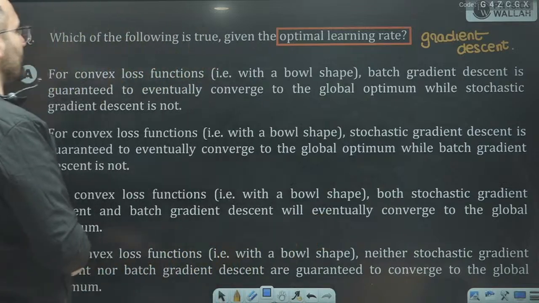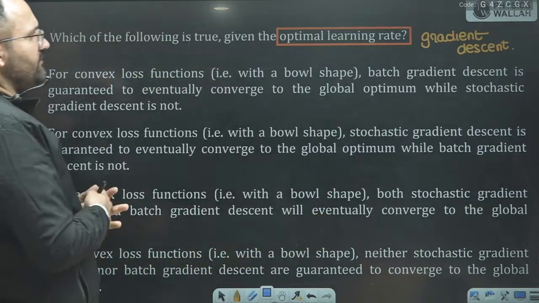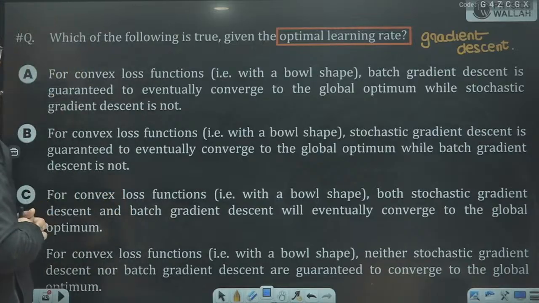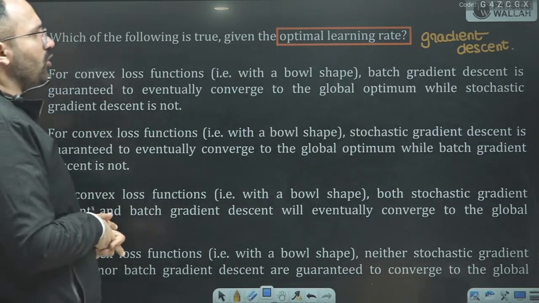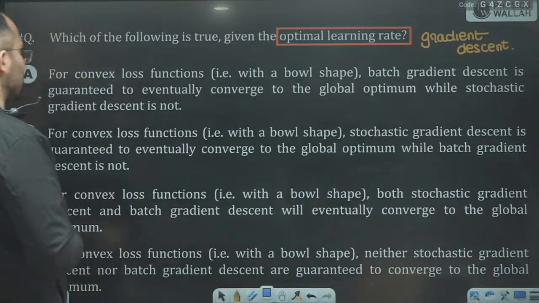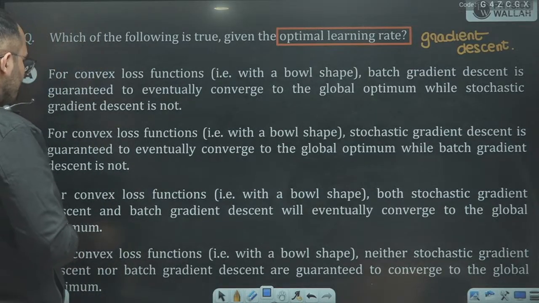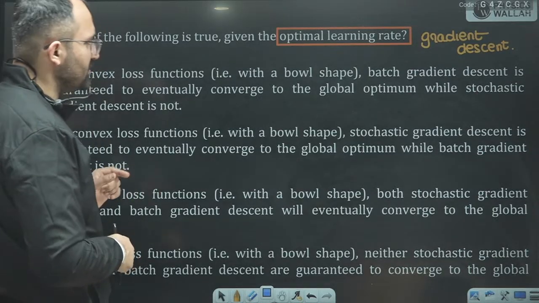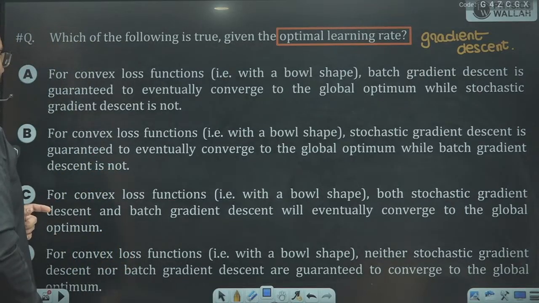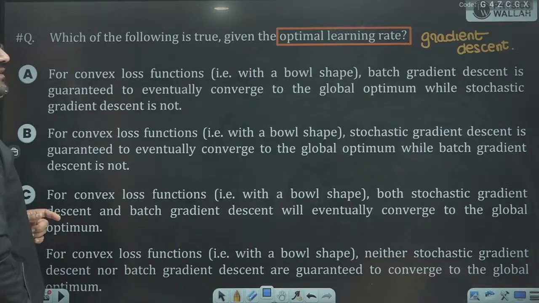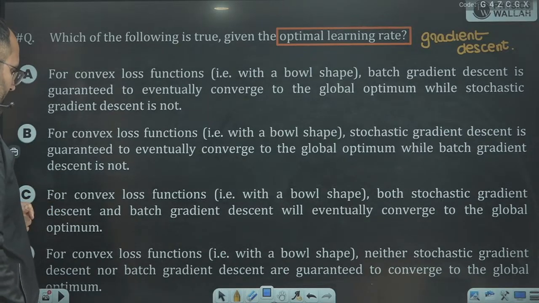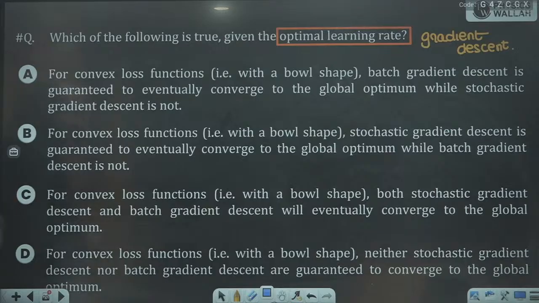For a convex loss function, batch gradient descent is guaranteed to eventually converge to the global optima, while stochastic gradient descent is not. For a convex loss function, stochastic gradient descent is guaranteed to eventually converge to the global optima, while batch gradient descent does not. Okay, so just try to do this question.